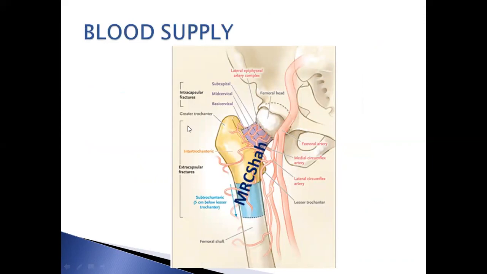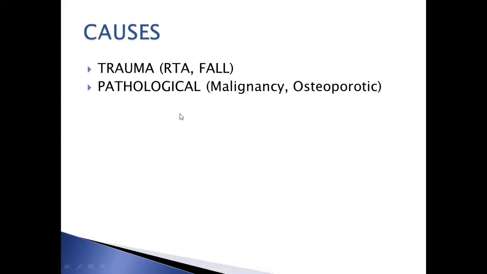The blood supply of the neck of femur is very important. It's coming from the medial circumflex femoral artery, a branch of the femoral artery. What are the causes of the fracture neck of femur? Most common causes are road traffic accident and fall, and pathological fracture could be due to malignancy or osteoporosis.